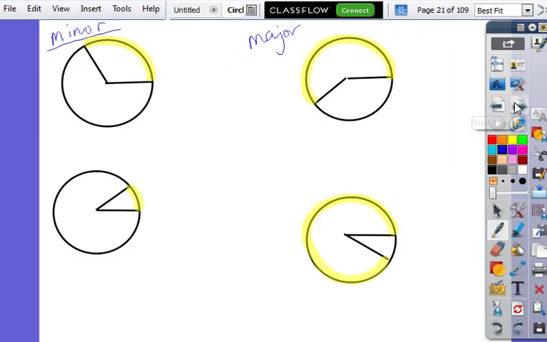All right, the minor arc definition said it was less than 180. In other words, less than half the circle. So these two on the left over here are examples of what minor arcs would look like.